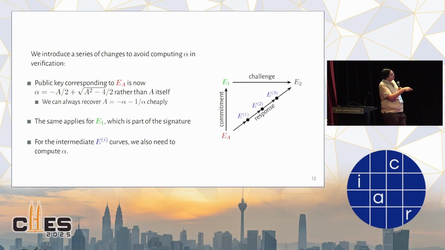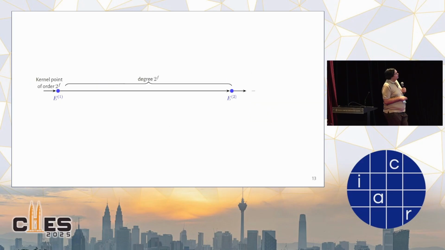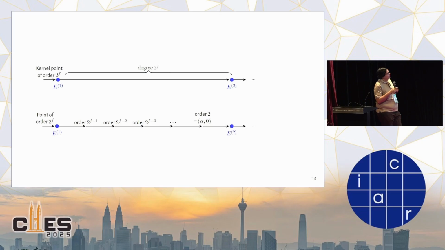So that means we also have to compute alpha in each of these curves. And these curves are only known at runtime, so we have no way of predicting their alpha. However, we do another trick to prevent this. So you may know when you're doing an isogeny of degree 2 to the f, you usually split this into a chain of isogenies of degree 2.